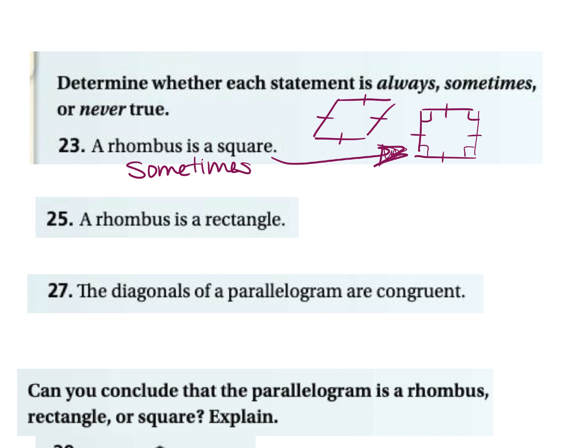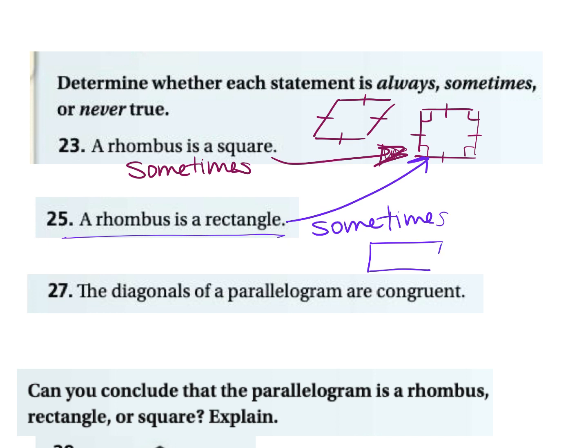25. Okay, so a rhombus is a rectangle. Is that always, sometimes, or never true? Because that's also a rectangle. Right, this is your sometimes situation. It can be, but it doesn't have to be. So a rhombus is a rectangle can be true when it's a square, but doesn't have to be true when it's just a regular old rhombus like that.